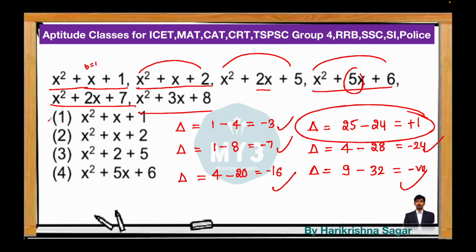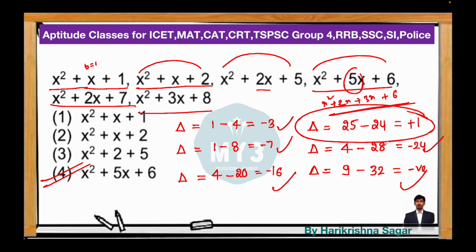So we can say the odd man out of the given equation question is option 4, which is x square plus 5x plus 6. And you can also observe, in the factorization method, this is the only one we can write as x square plus 2x plus 3x plus 6.